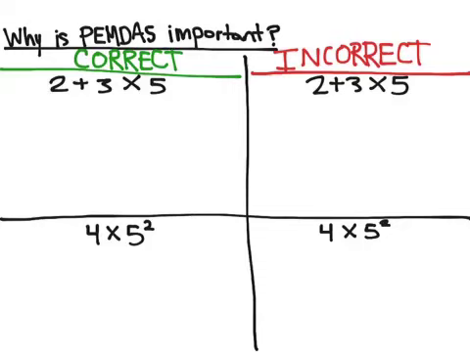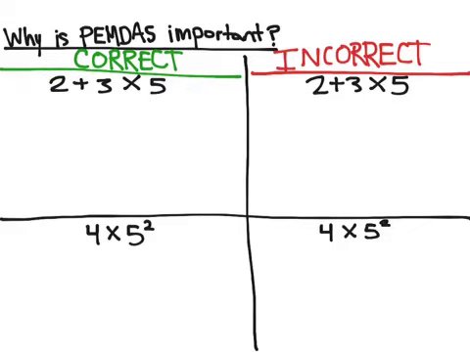In this video we're going to talk about why PEMDAS is important, why the order of operations is important. And I'm going to show you on the left side how to do a problem correctly, and then how, if we ignore PEMDAS, we're going to come up with an incorrect answer on the right side. So let's take a look at the first problem, 2 plus 3 times 5.